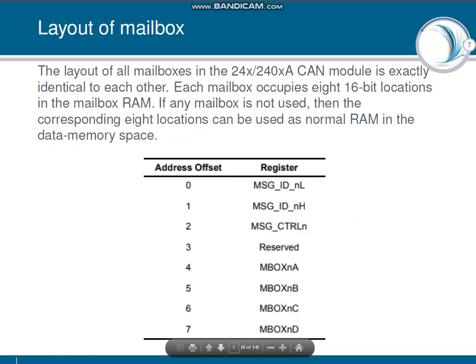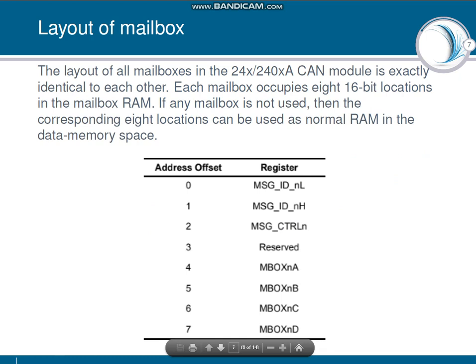Now let's move on to the layout of CAN protocol. The table shows the layout of all mailboxes in the 240XE. It occupies 8 16-bit locations in the mailbox RAM. The address offset starts from 0 and ends with 7. In MSGIDL, if an extended identifier is used, then the lower part of the extended identifier is stored in this register. A standard identifier does not use this register.